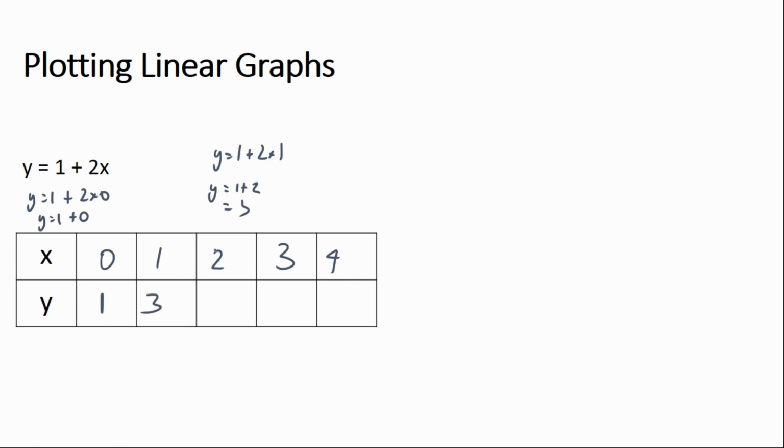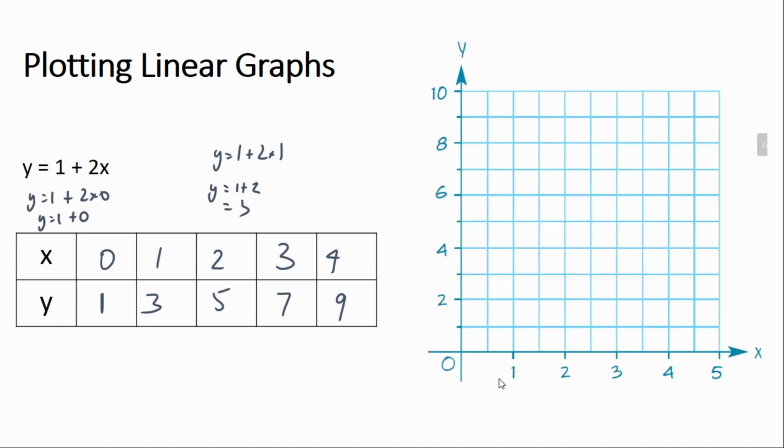Now I'm going to replace it with 2. 2 times 2 is 4, plus 1 is 5. 2 times 3 is 6, plus 1 is 7. 2 times 4 is 8, plus 1 is 9. So that's my table of values to start off with. Once I've got that, I need to sketch a Cartesian plane. I'm going to use this one here, but you can do a rough sketch of that. We are now going to plot each of these points onto the Cartesian plane there.